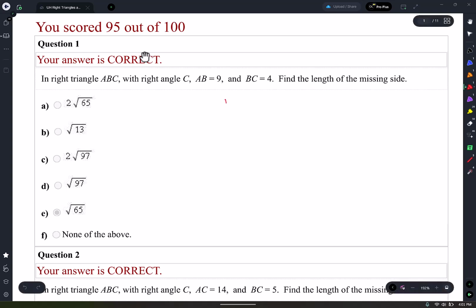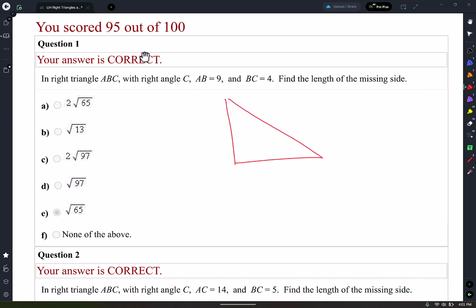Draw a right triangle. It doesn't have to be perfect, guys. So here's the right angle C. Then call this A and B. So AB is 9, so I'll put a 9. BC is 4, so I'll put a 4. Find the length of the missing side. So I need this side right here. I'm going to put an X in there.